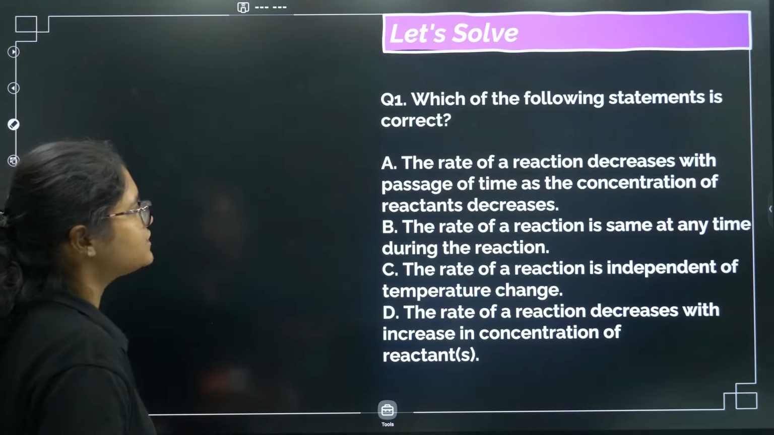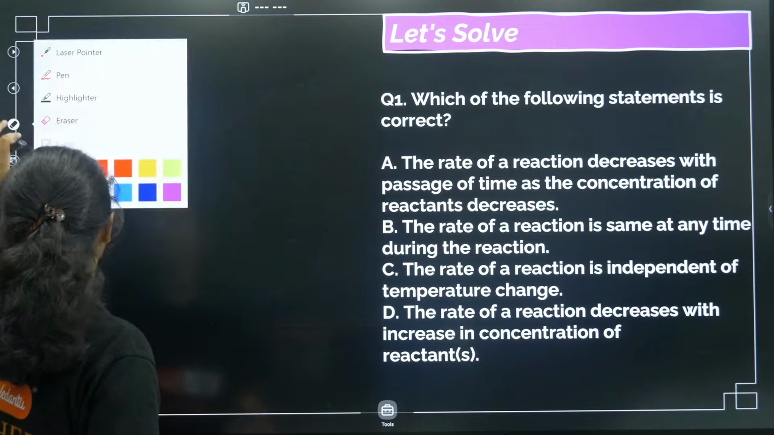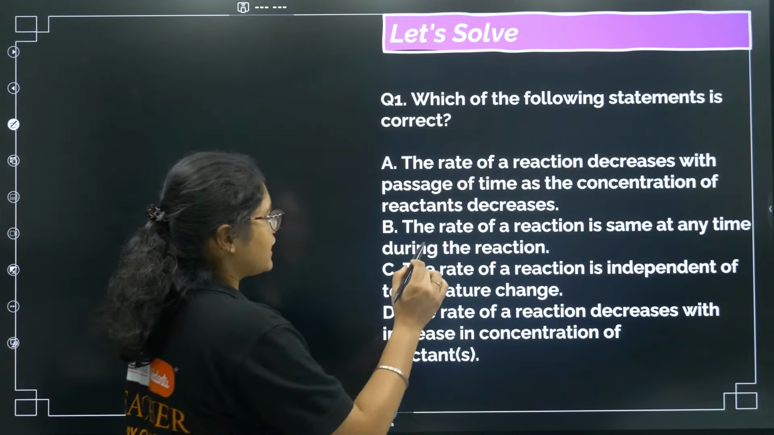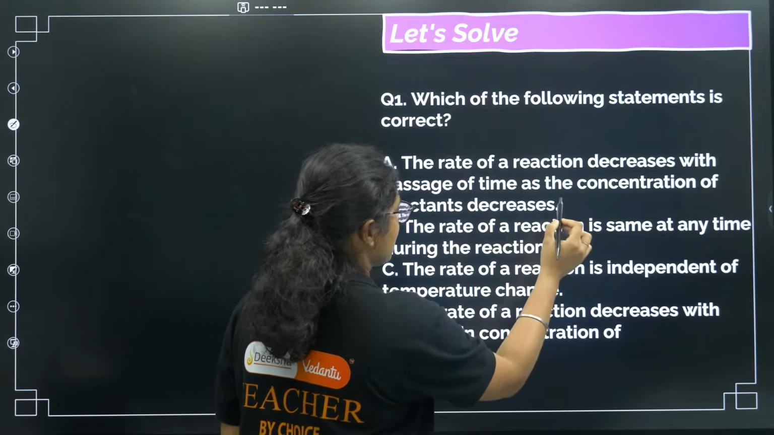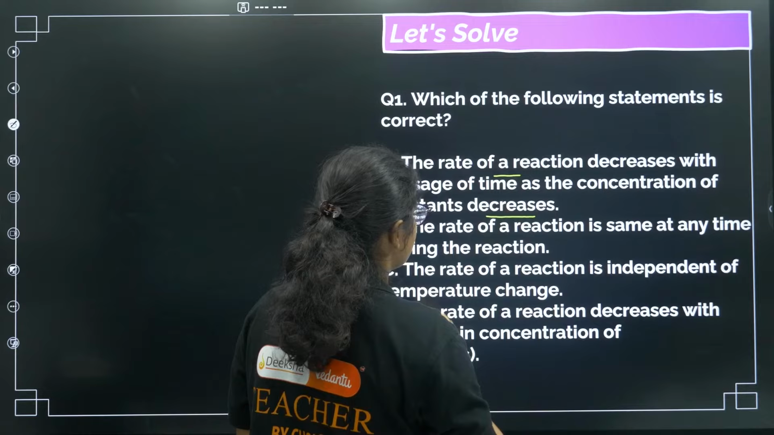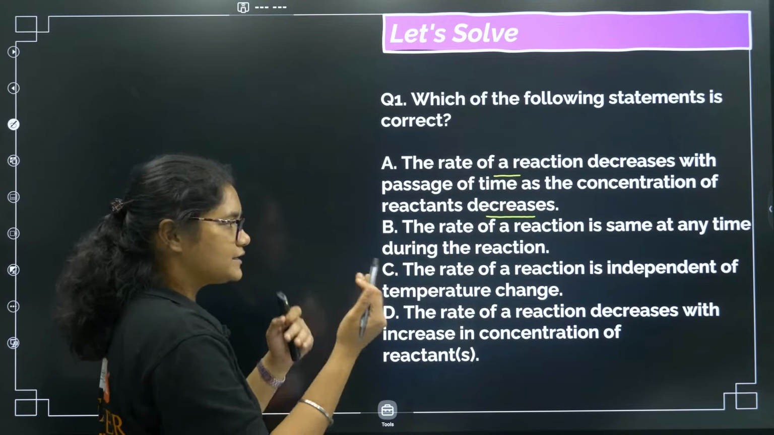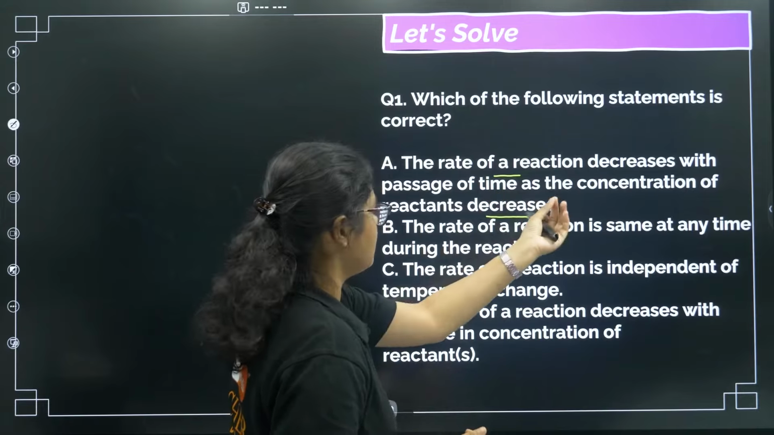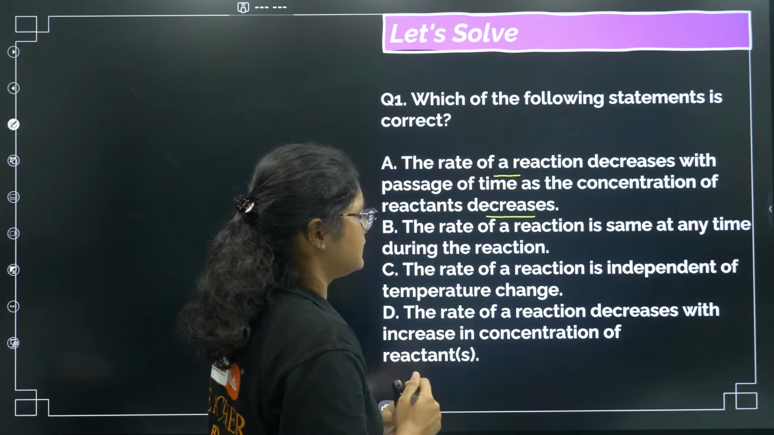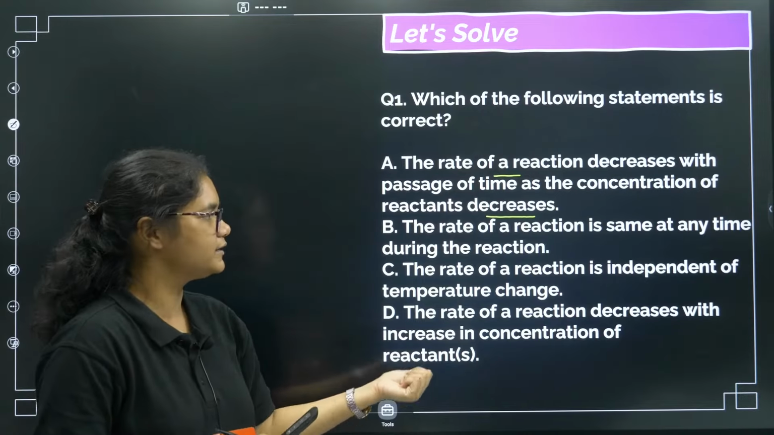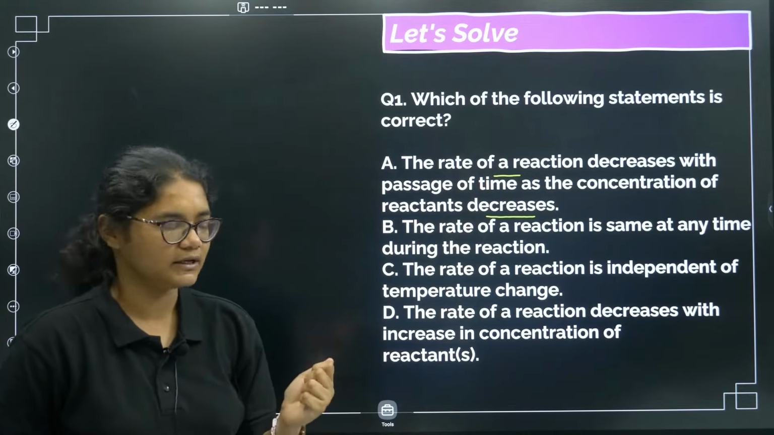This question: which of the following statements is correct? Okay, so let us solve it. The rate of a reaction decreases with the passage of time as the concentration of the reactant decreases. Okay, is this statement correct? I think that can be a correct statement. Concentration of the reactant will decrease, so rate of the reaction will also decrease.